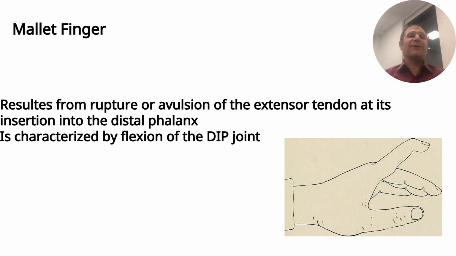Mallet finger occurs when the extensor tendon ruptures or avulses at its insertion into the distal phalanx. This condition results in an inability to actively extend the distal interphalangeal joint, causing it to remain flexed.